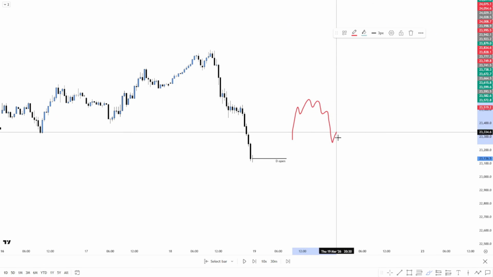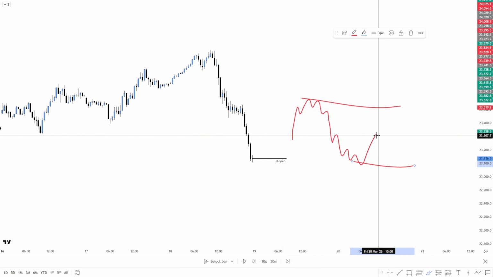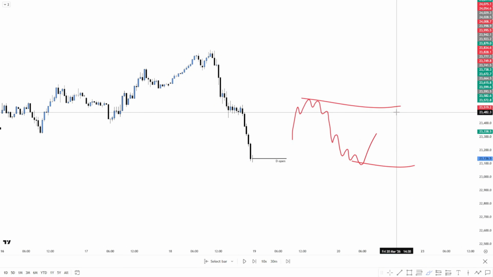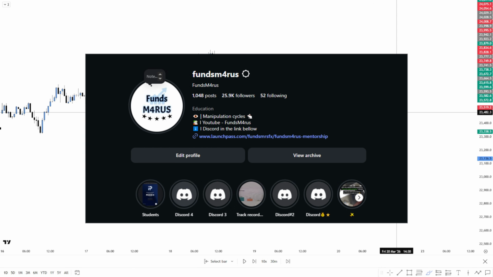Most people are teaching that the market is moving from liquidity like this to liquidity, and that's not correct. I've been trading for over 8 years. I have verified my FX book on my Instagram, so I know what I'm talking about.